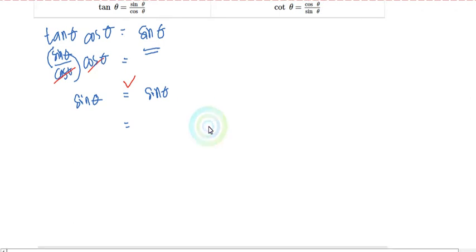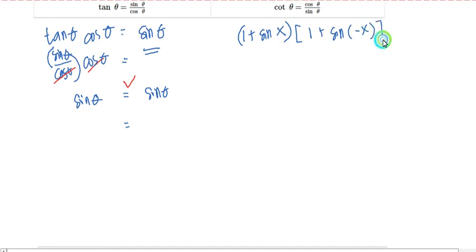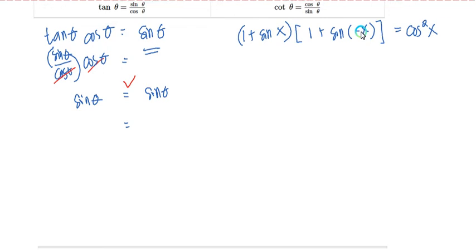Okay, so what if given sa aton is 1 plus sine x multiplied by 1 plus sine negative x is equal to cosine squared x. So, muna ang given sa aton equation. And what we have to do is to verify this equation or this identity. So, that means, hambal naton, we have to start with the complicated part or the complex part of the equation. So, diri kita ma-start.